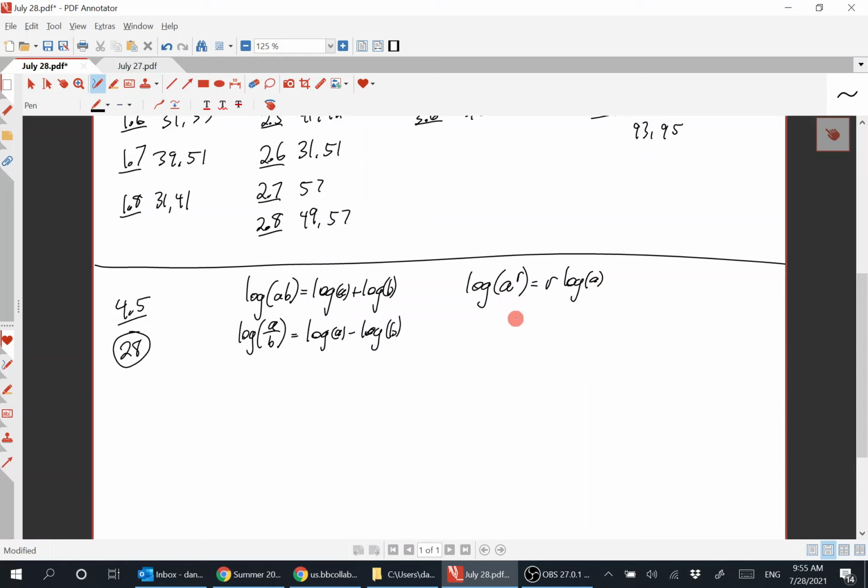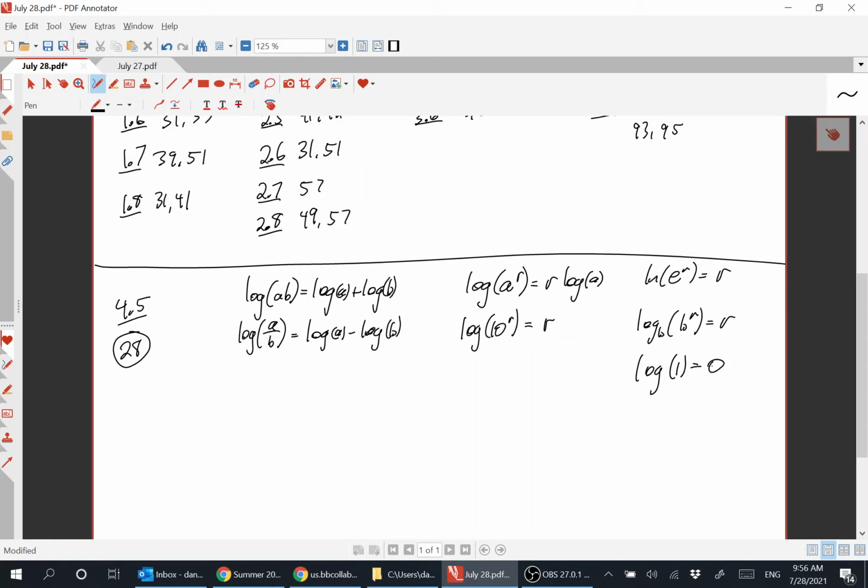But there are also some special ones, like log of 10 to the R, that's just R. Natural log of e to the R, that's just R. Log base b of b to the R is just R. It's the same as this one. It's just that log base b of b is 1. And please also remember that log of 1 is 0. Okay, that one.